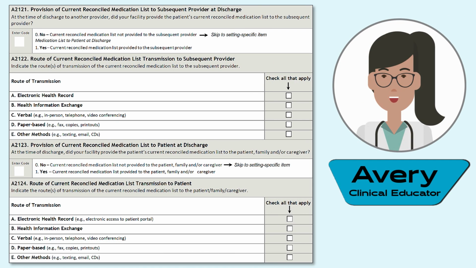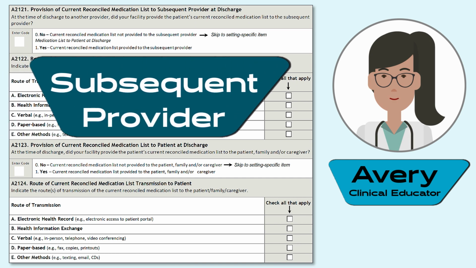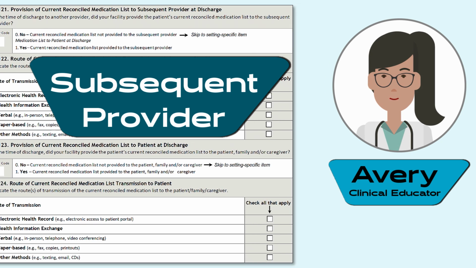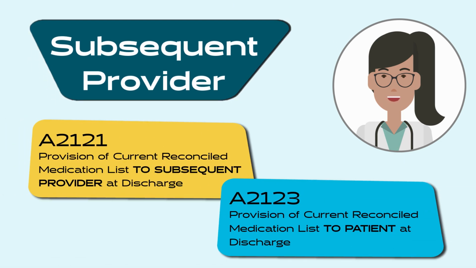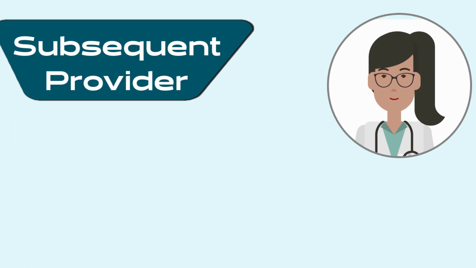The key to accurately coding the transfer of health items at discharge is correctly applying the term subsequent provider. Even if your facility provides a reconciled medication list at discharge, you may have to code 0 no for A2121 or A2123. Let's clarify the coding for these items.